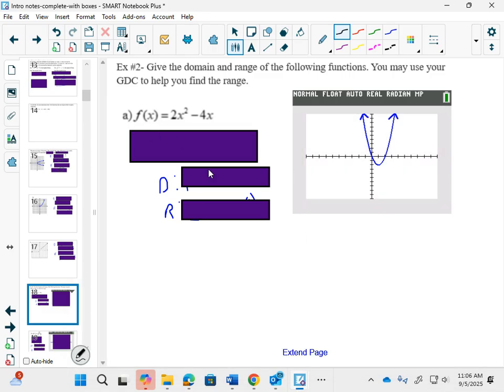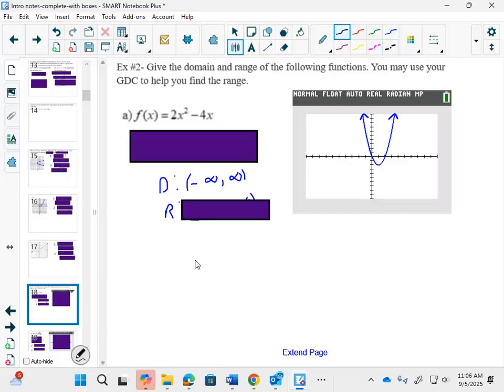Now, the reason you can figure out the domain, which is everything, without a calculator, is looking at the equation. The domain is your x values, and often you're thinking, what x values are allowed? And at the same time, you're thinking, are there any x values that are not allowed? Is there anything that I could put in for x that mathematically would cause problems? And for this, there isn't. So if there's nothing problematic, your domain is always going to be everything.